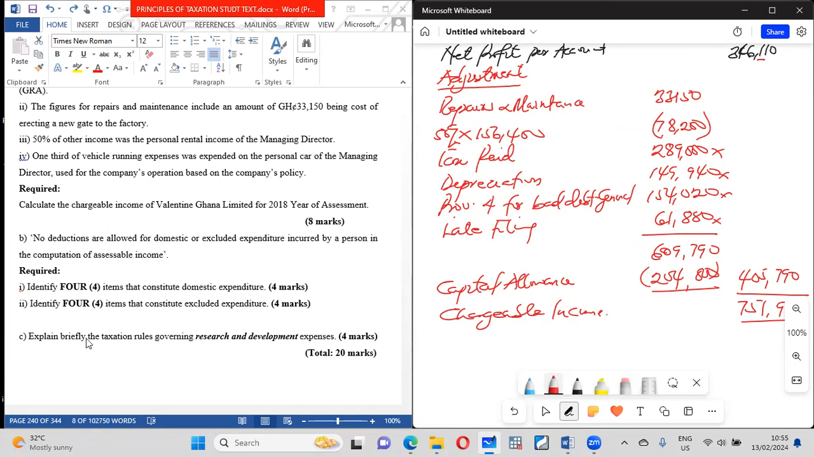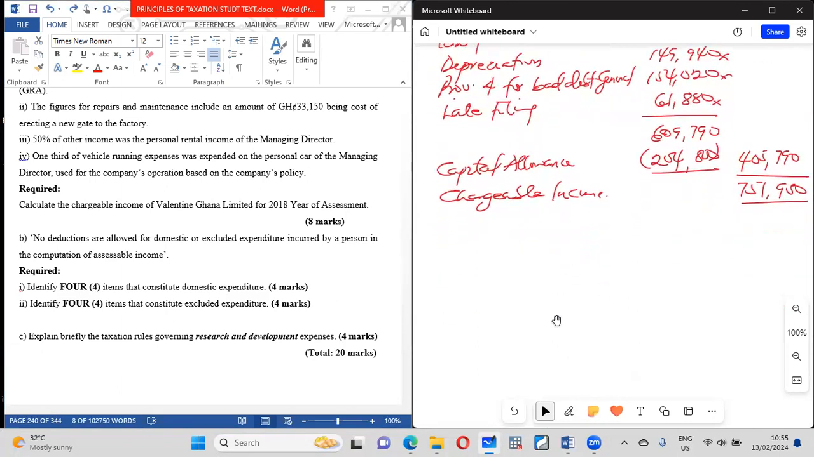Anyway, it says that explain briefly the taxation rule governing research and development expenditure. We did that in the part 1 video. First of all, you have to say that for any deduction to be allowed, it must meet the residual deduction rule, which is that it must be necessary, exclusive, and wholly incurred, and it should also be what? Not a capital expenditure. But when it comes to research and development, the law actually says that because it is research and development, whether it is capital expenditure or not, it is allowed as a deduction, irrespective of whether it is capital expenditure or not.